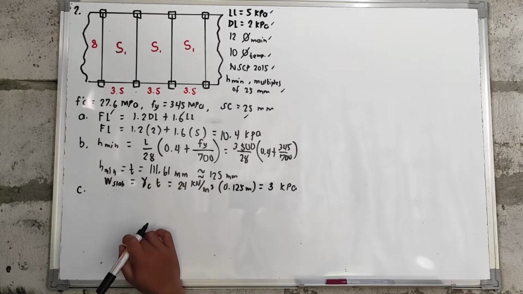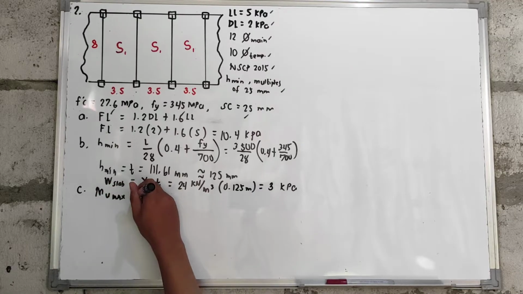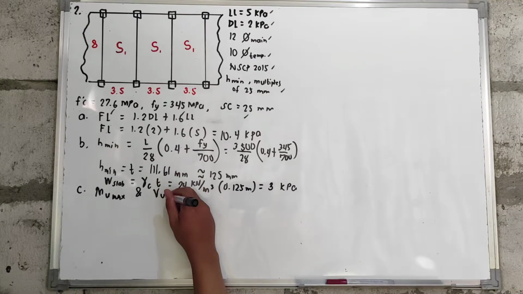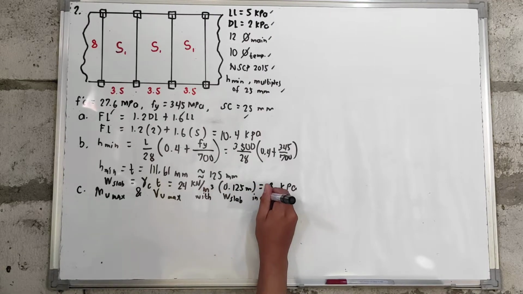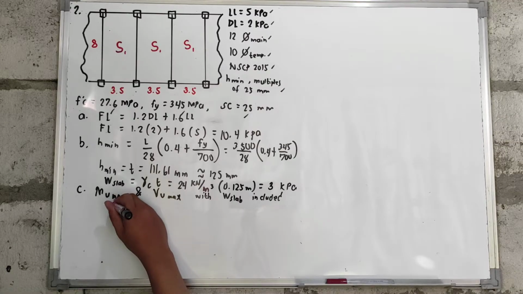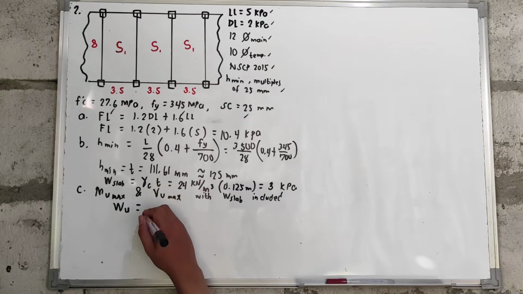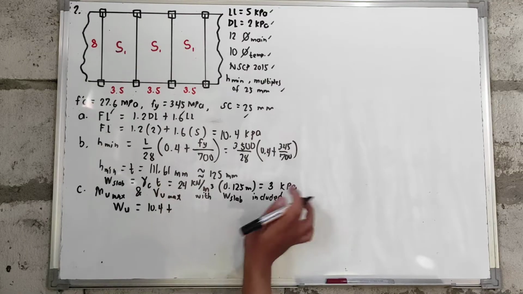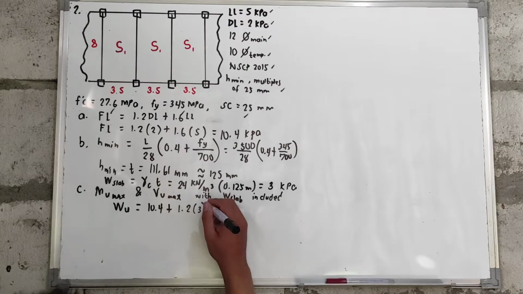And after natin ma-compute yan, siyempre, nagkaroon tayo ng weight ng slab natin, ilalagay natin yan dun sa total floor load natin. So for this one, kunin natin yung Mu max natin at saka yung Vu natin, with weight ng slab mismo included. So para ma-include natin yan, yung floor load natin, yung capital W sub U, that is 10.4. Yung total natin, that is equal to 10.4 kanina, plus yung weight ng slab natin, that is 3 kPa. Kaso nga lang, dead load dyan, so gagawin natin plus 1.2 multiplied by 3. So you will have a total of 14 kPa.